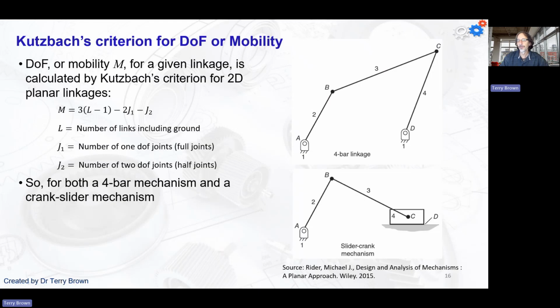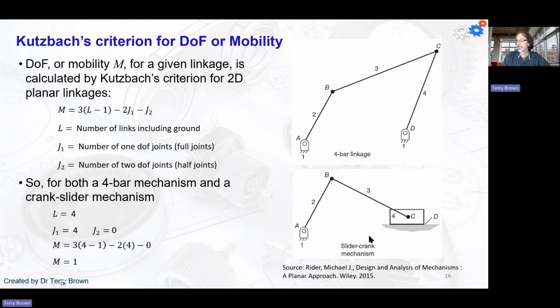Okay, so let's do that for the 4-bar mechanism. So here the number of links is 4, 1, 2, 3, 4, including ground. Number of joints is 1, 2, 3, 4. Number of half joints is 0. So if we put all of that into Kutzbach's criterion, we get a mobility of 1, right? Which is what we know for a 4-bar mechanism, right? So a mobility of 1 says it has a total degree of freedom of 1. We only need 1 input to control that mechanism.